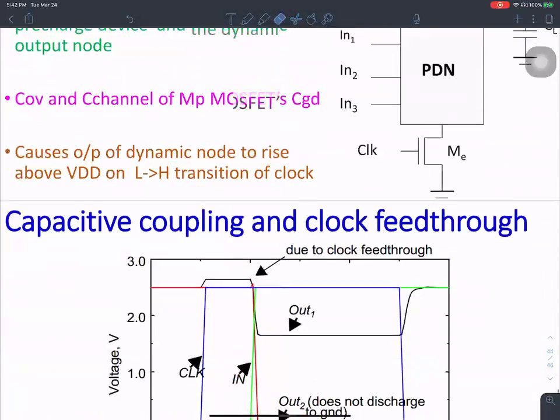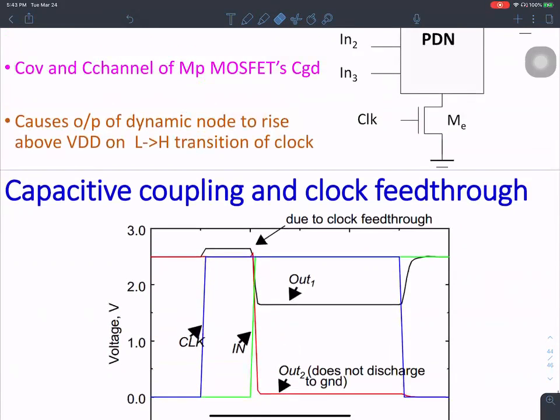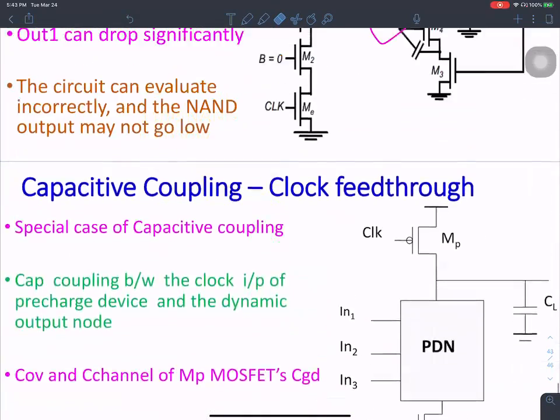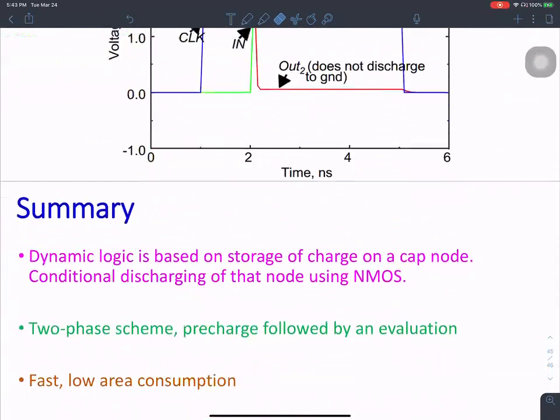Okay, and then these are all the problems because of clock feed through. What is supposed to be a 1 goes over 1. The output that is supposed to be 1 goes beyond VDD because of clock feed through, and so on and so forth. So these are the issues in dynamic logic circuits.